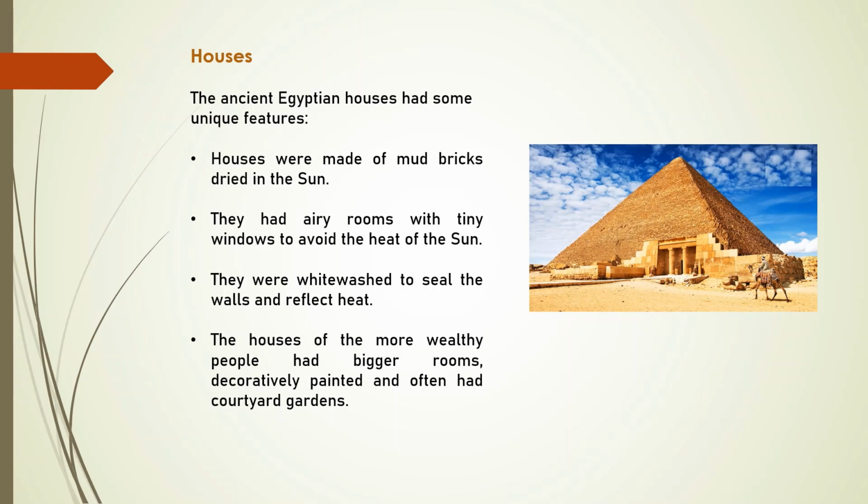Houses were made from mud. They had airy rooms and windows. Wealthy people had bigger and decorated rooms and a courtyard. Whitewash helped to reflect heat.